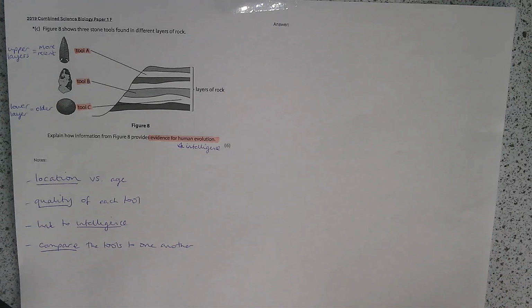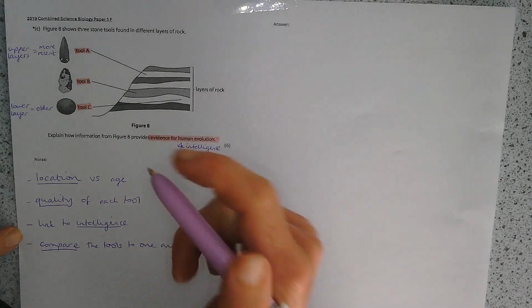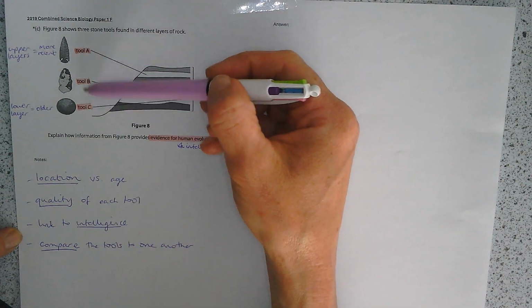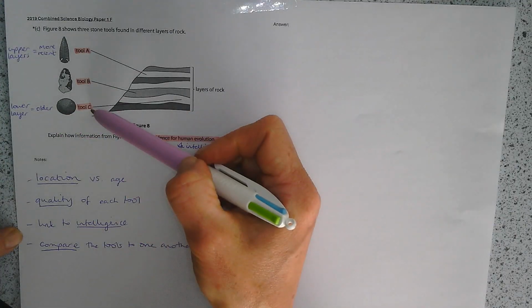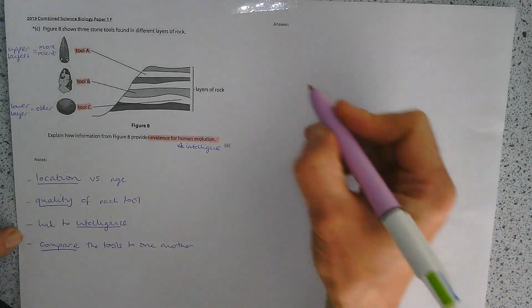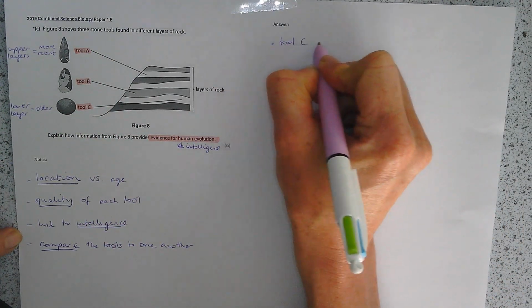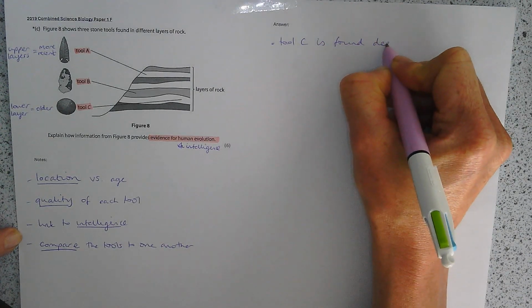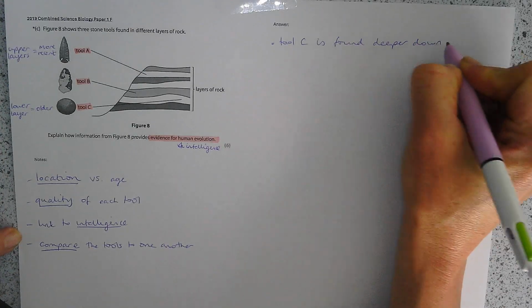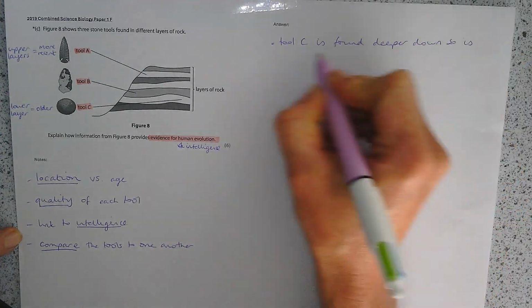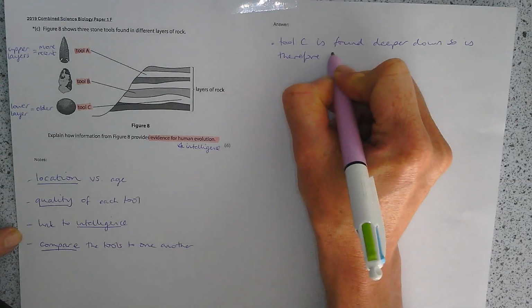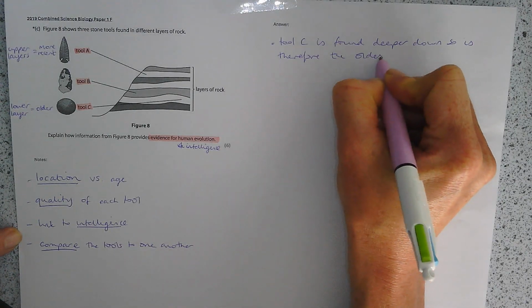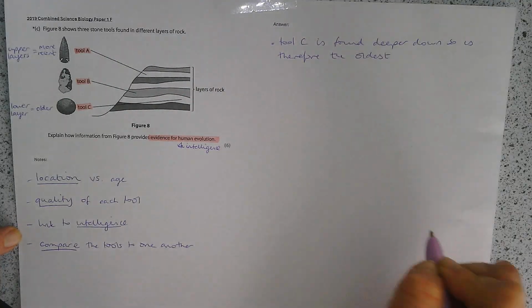Okay. So I'm going to use this as like a little checklist of the sorts of things I'm going to talk through with my answer. So it doesn't really matter which tool you start off with. I'm just going to start at the bottom and work my way up. So tool C is found deeper down, so is therefore the oldest. Okay.